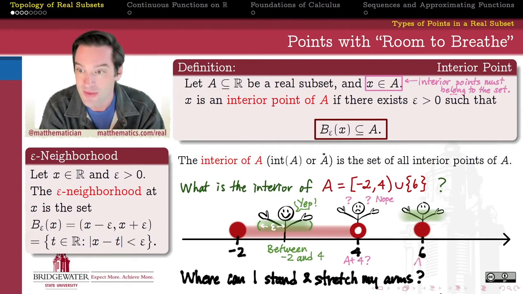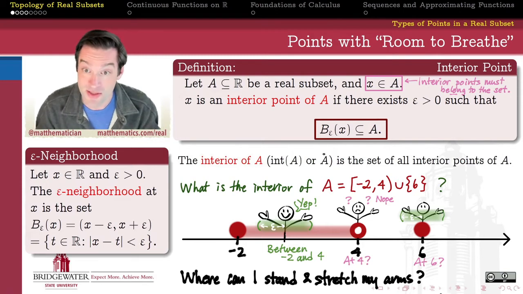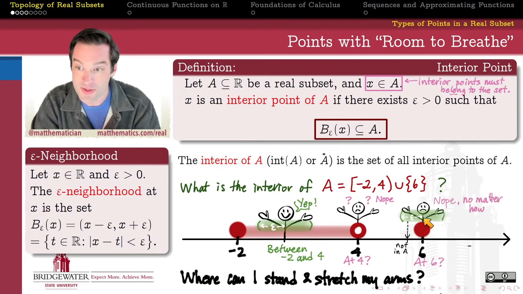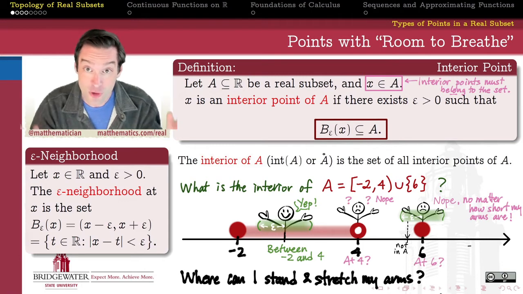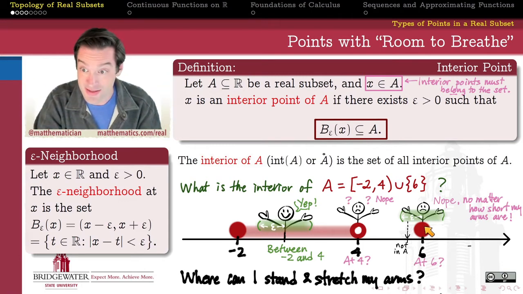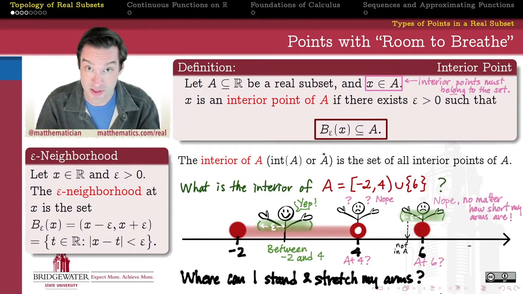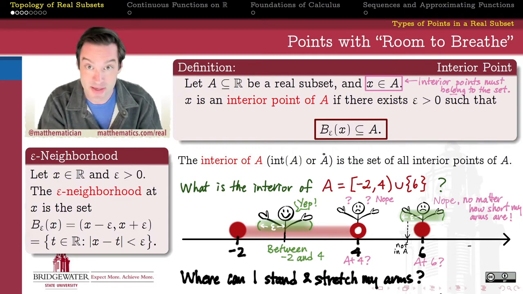What about 6? Can I stand at 6? Because 6 is an element of A. Can I stretch out my arms at 6 without leaving the set? And the answer this time is no. No matter how short my arms are, as soon as I reach outside of 6, I'm going to be touching numbers like 5.999, for example, which are not elements of the set A. So no matter how short my arms are, if I'm standing at 6, I'm going to touch elements outside of A when I reach out my arms. So the number 6, even though it's an element of A, does not get to be an interior point of A.